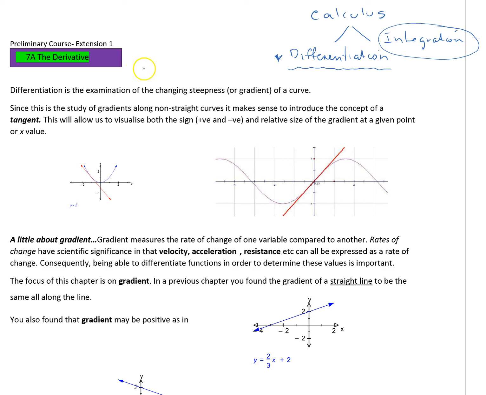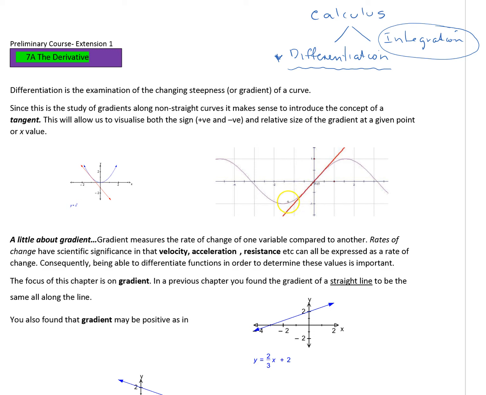The derivative focuses on gradient. Now, there's nothing new about gradient. However, your previous study of gradient has only involved finding the gradient of straight lines. We're now going to move into looking at the gradient on functions that are not straight, or graphs that are not straight. So you can see here a parabola, and we're going to talk about the gradient. You can see here possibly the cos graph, and we're going to talk about its gradient.